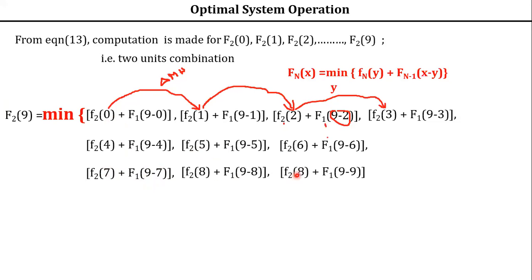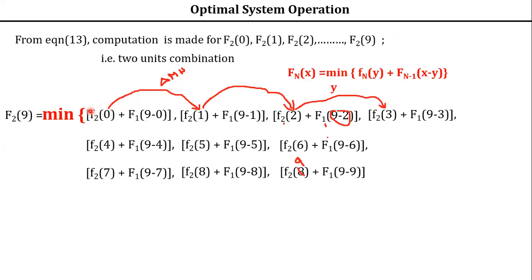Okay, sorry, this is 9. This is not 8. Understood? Now you can see F1 of 9 minus 9 is 0. There it ends. So this many combinations you are going to get.